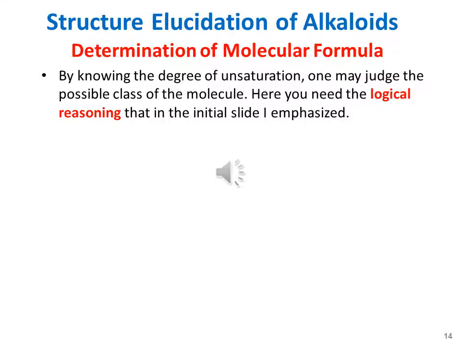Once you have determined the degree of unsaturation of the alkaloid, you may now assign it to a class, such as an alkene or alkane. For example, if it contains one double bond, then it may be an aldehyde or a ketone, or if it contains a triple bond, then it may contain a carbon-carbon triple bond, and so on.